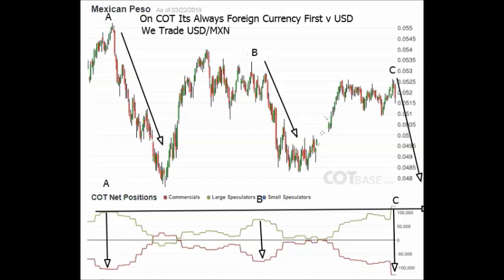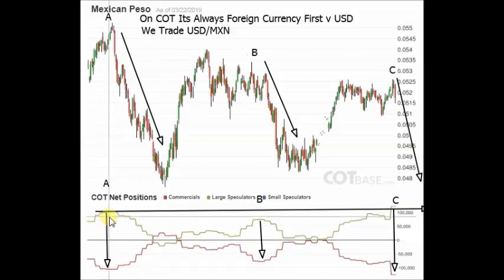three divergences. What we're looking for is the smart money commercials to go heavily against the large speculators. When that happens, it will normally break in favor of the commercials. Now, this is not a timing tool, okay? We have to time technically, but the divergences alert us to the trade setup.